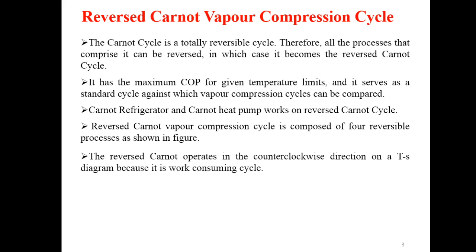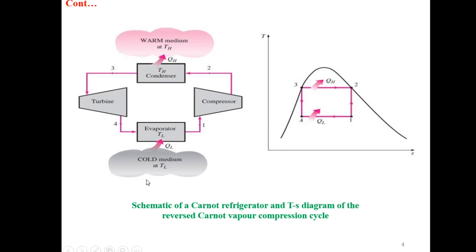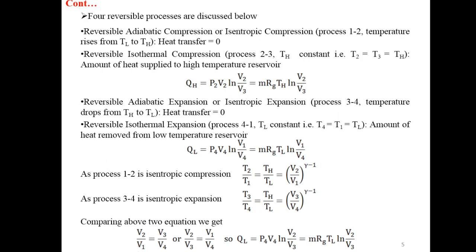Reverse Carnot vapor compression cycle is composed of four reversible processes as shown in the figure. This is the schematic of the reverse Carnot vapor compression cycle, and this is the TS diagram. We can see here we have four components. First is the compressor, second is the condenser, third is the turbine, fourth is the evaporator. Four reversible processes are discussed below.